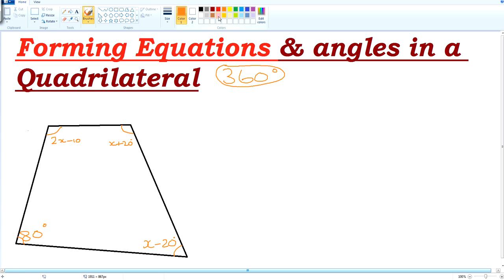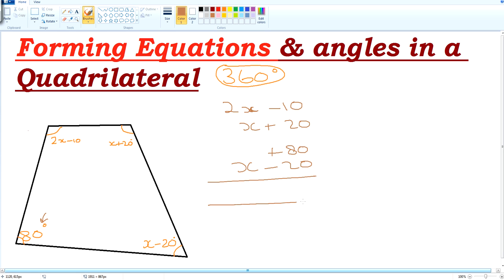So let's choose two brown. We start with each angle, go around and add them up. I use the technique that I showed you last time. You put the x's in one column, so 2x minus 10. Underneath I put x plus 20. Underneath I put plus 80. There's no x term for that one. And then we have x minus 20. So everything is lined up, x's with the x's and the numbers with the numbers. And this should be equated to 360.